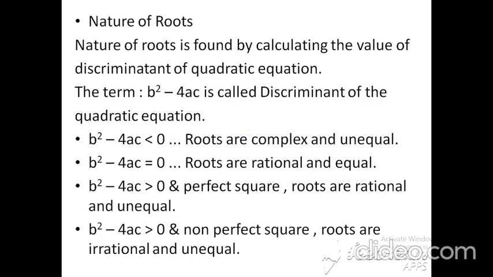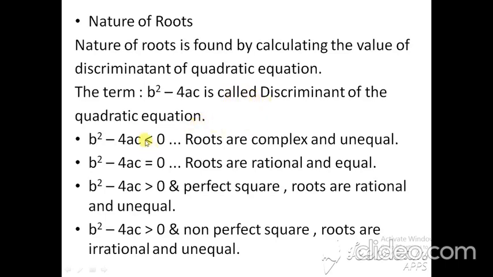Now, the next topic in this chapter is nature of roots. The nature of roots is found by calculating the value of the discriminant of the quadratic equation. The term b square minus 4ac is called the discriminant of the quadratic equation. Here there are also 4 cases. It is a simple topic, it is just formula based.